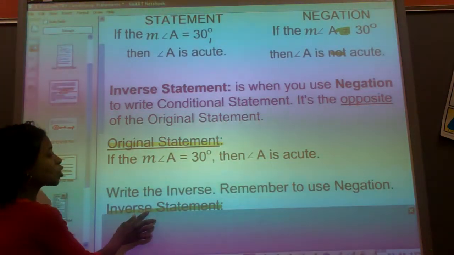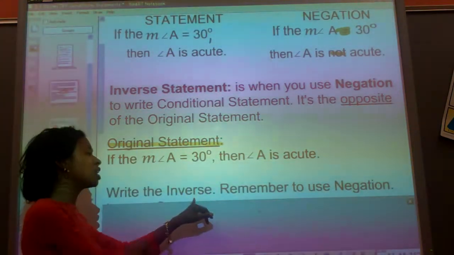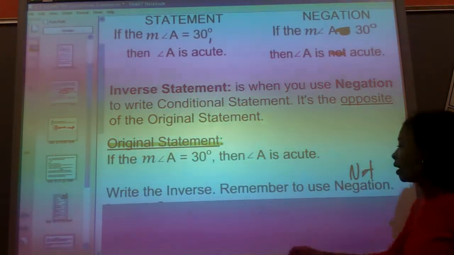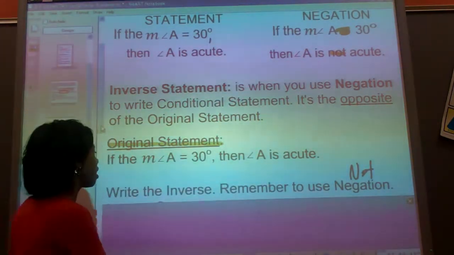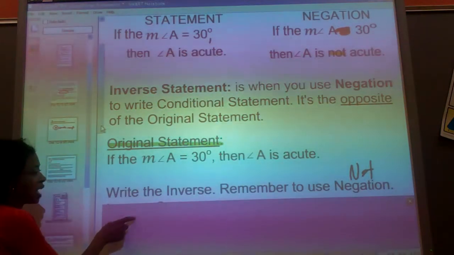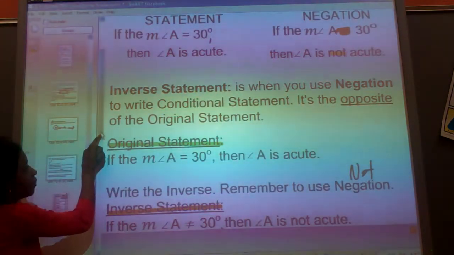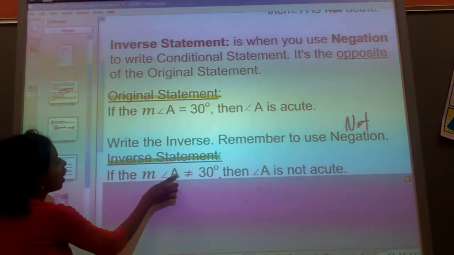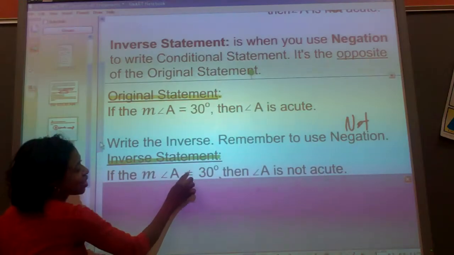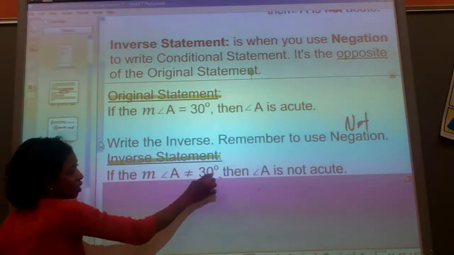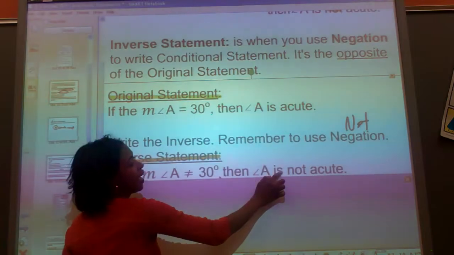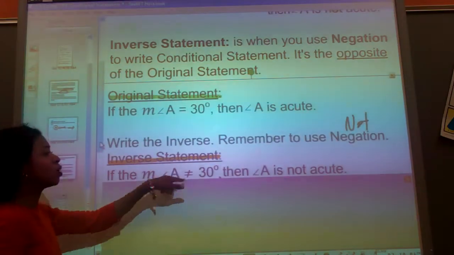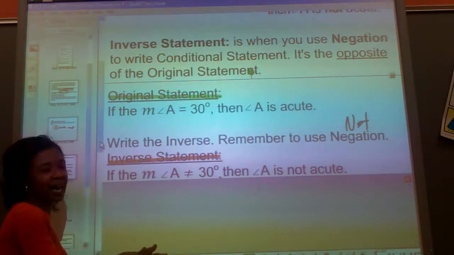If I write the inverse, remember, for inverse, I have to use negation, or in other words, I have to use the word not. And when I use the word not in there, that's going to be called an inverse statement. So here's my inverse statement based on the original. If the measure of angle A is not equal to 30 degrees, then angle A is not acute. So this is called an inverse statement when I use the not. Okay, not means I'm negating it.